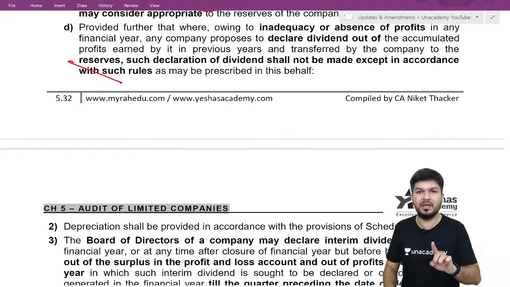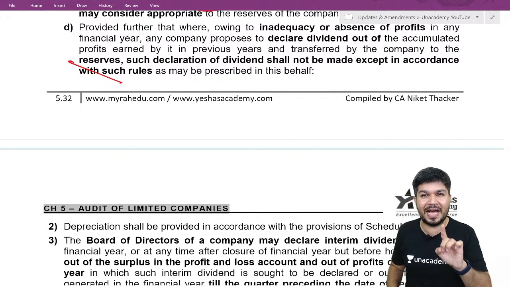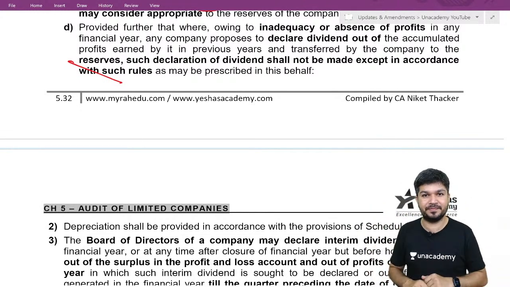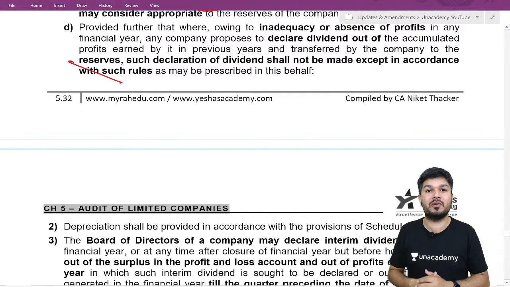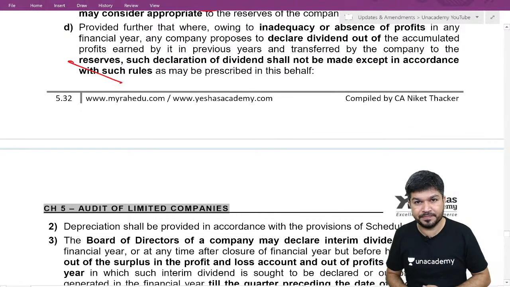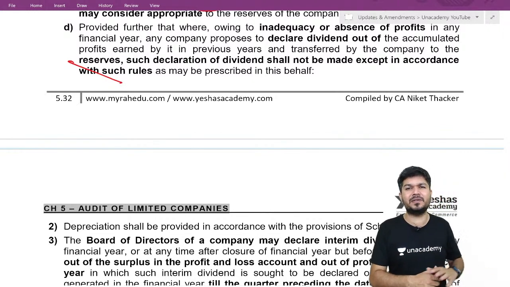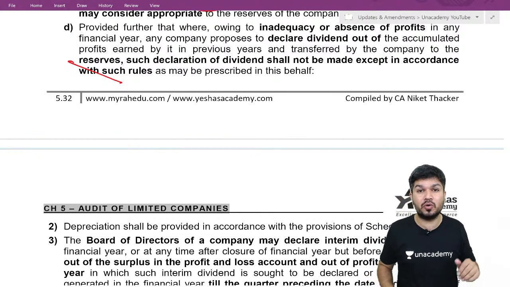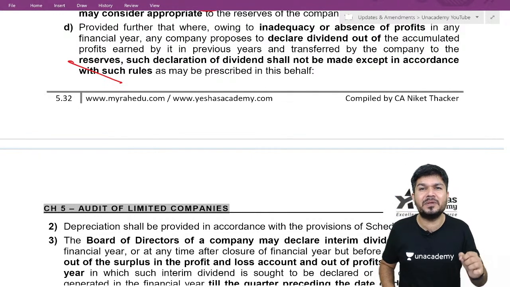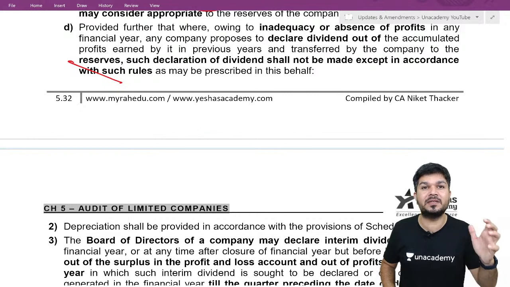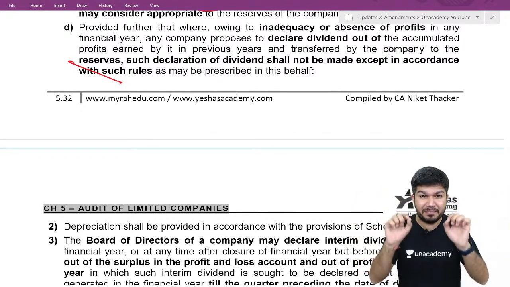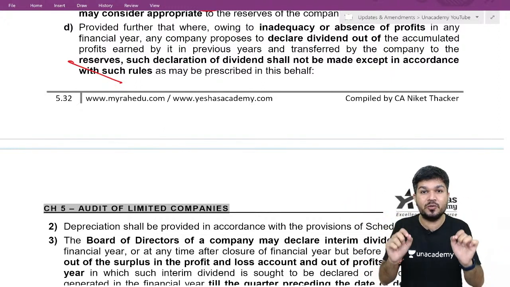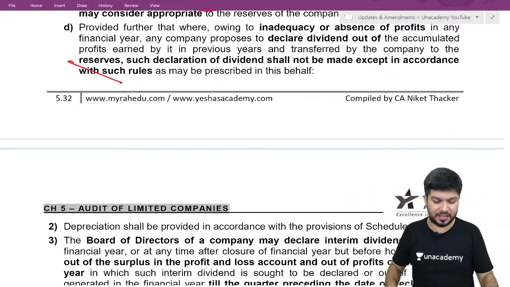Number 1, the rate of dividend should not exceed the average rate of dividend of the last 3 years. Number 2, the amount which you can use should not exceed 10% of paid up capital plus free reserves. And number 3, the balance in free reserves should not go down to less than 15% of paid up capital. Don't empty the reserves. If past profit is lying in P&L, no restriction. But if past profit is lying in general reserve, I can use it subject to 3 conditions.